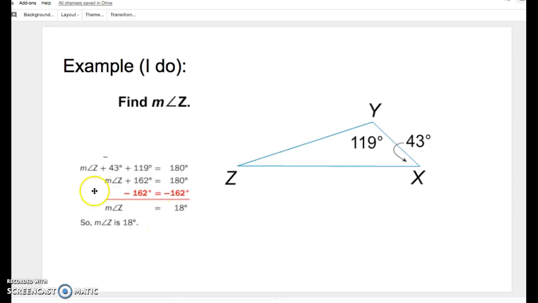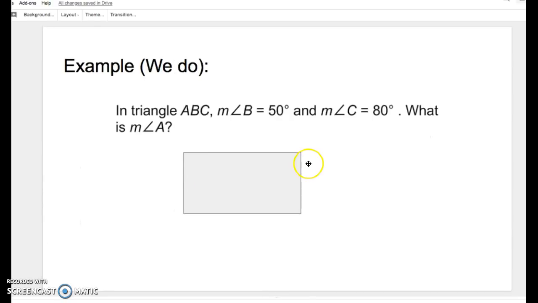Okay, so what we're going to be looking for is that you can set up this equation. You can combine like terms. You can then solve the one-step equation and then label it with the measure of angle z is 18 degrees. Do not forget the degrees because that would be considered your label. Okay, so this one I want you guys to go ahead and pause the video and complete on your own. And then when you get back, I will give you the answers.